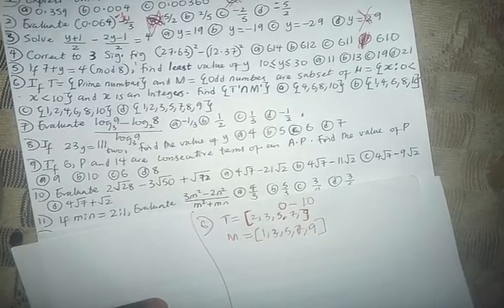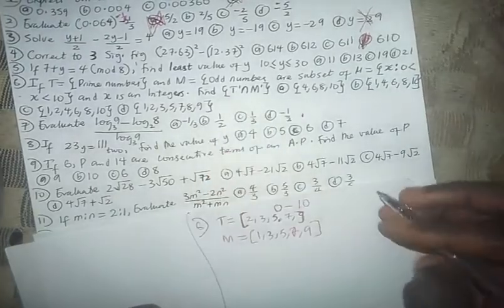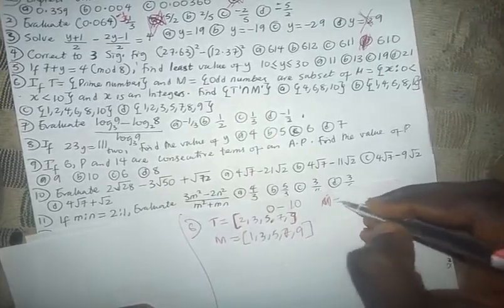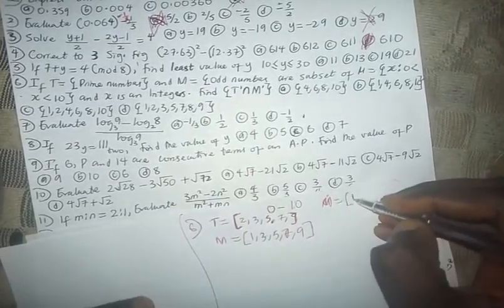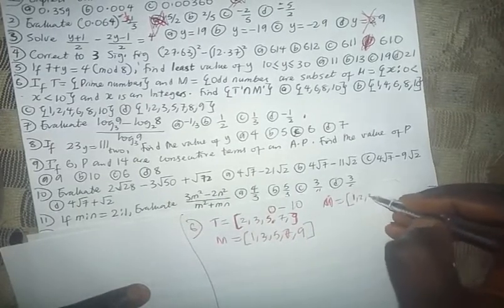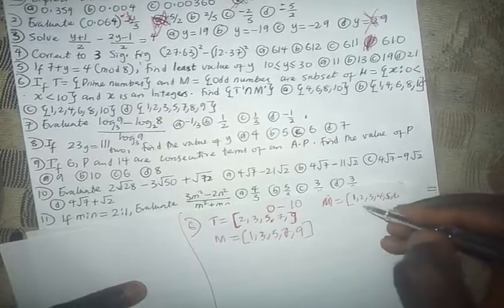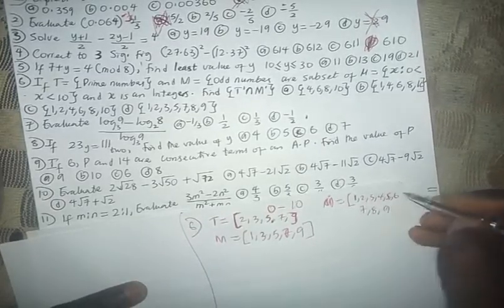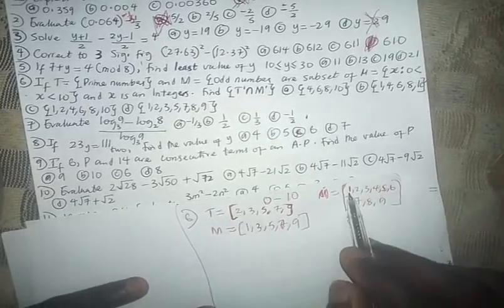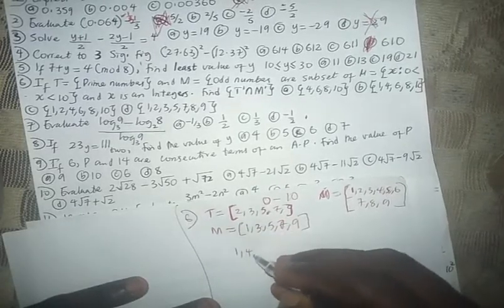Then find T complement. T complement means what the universal set has that T does not have. The universal set is 1, 2, 3, 4, 5, 6, 7, 8, 9. What does the universal set have that T does not have? They are 1, 4, 6, 8, and 9.